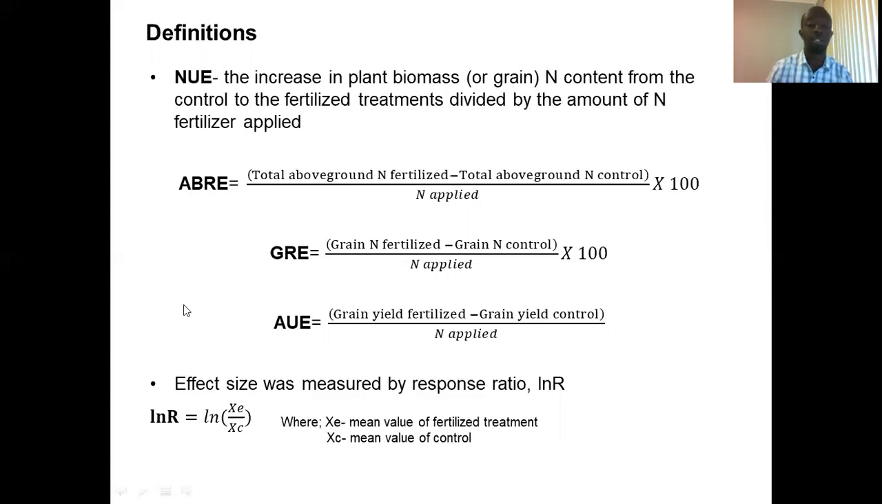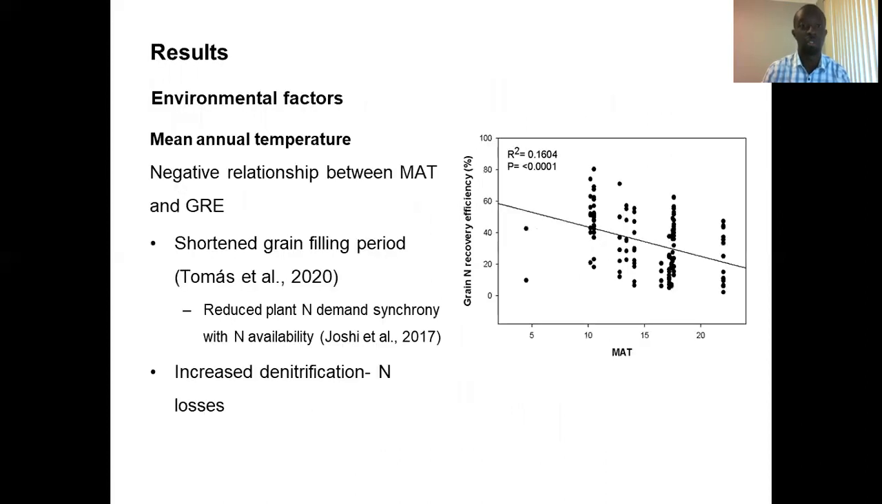For the meta-analysis, the effect size was measured by looking at the natural log of the ratio of the mean value of fertilized treatments to the mean value of the control treatments.